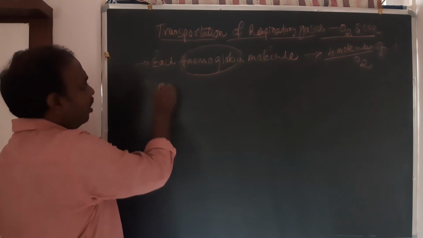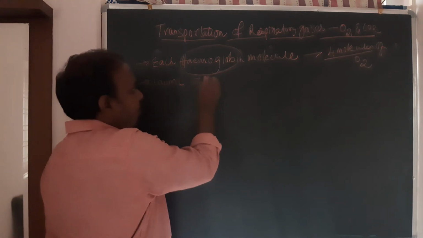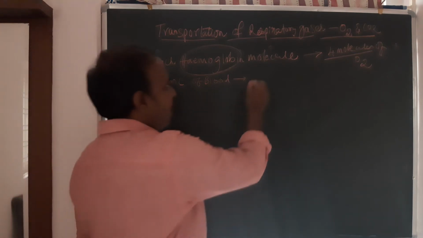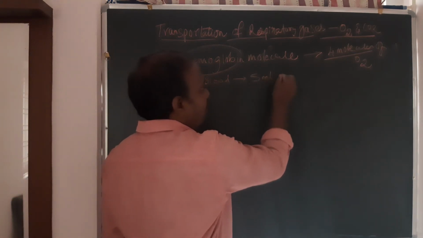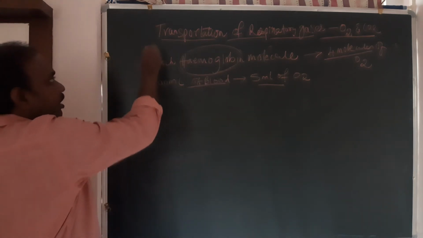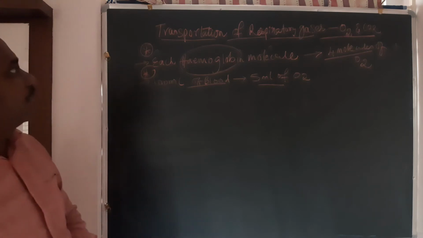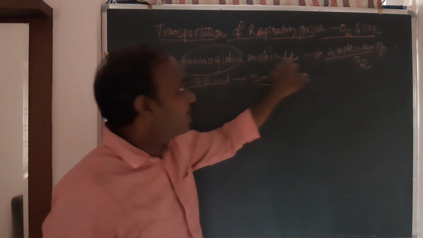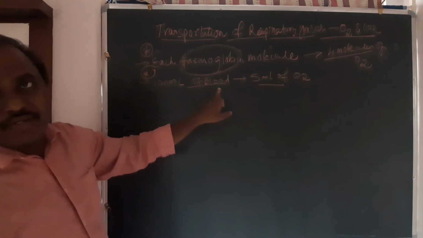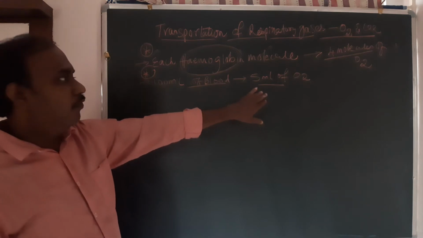So 100 ml of blood can carry 5 ml of O2. These two statements are very important for need. Each hemoglobin molecule can carry as many as 4 molecules of oxygen, and 100 ml of blood can carry 5 ml of O2 finally.